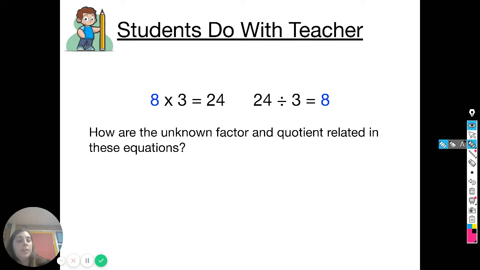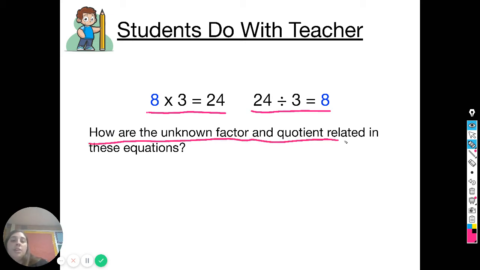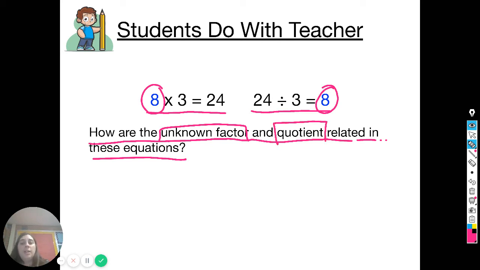Okay, let's take a look at those 2 equations that we have. Our multiplication, 8 groups of 3 equals 24, and our division, 24 divided by 3 equals 8. How are the unknown factor and quotient related in these equations? Well, what is our unknown factor first? Our unknown factor was our 8. How is that related to the quotient?